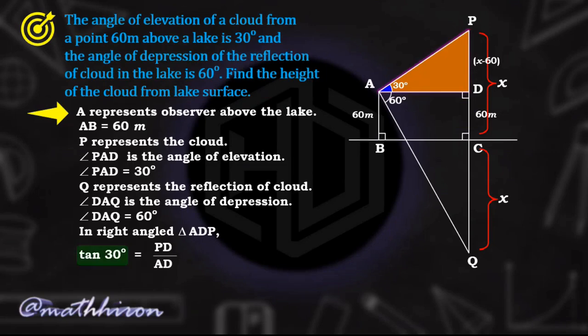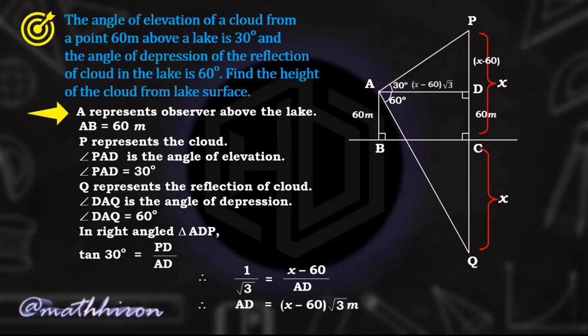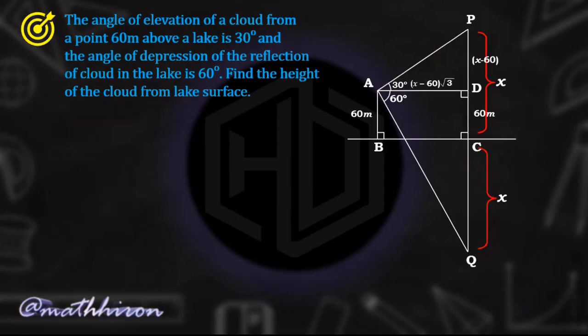Now what is tan 30 degrees value? Tan 30 degrees is equal to 1 by root 3. Put the value: 1 by root 3 equals what is given for PD. The length of PD is just now we calculated. It is x minus 60 and AD is not given. So we are calculating the value of AD. Do the cross multiplication. It is coming x minus 60 into root 3 meters. So this is the length of AD. Understood? Now come to the next part.